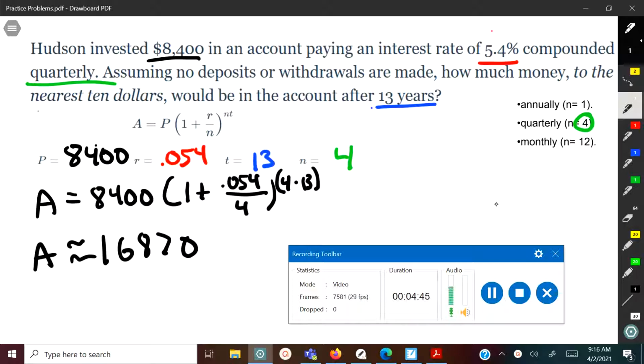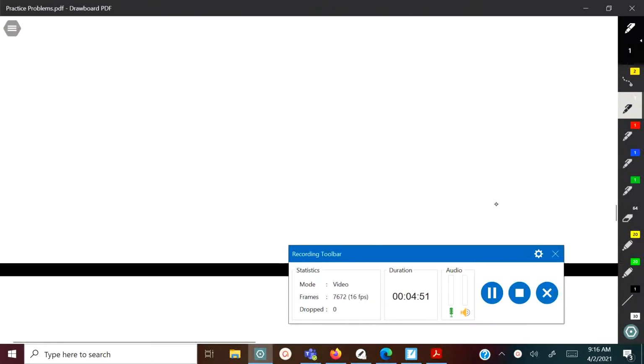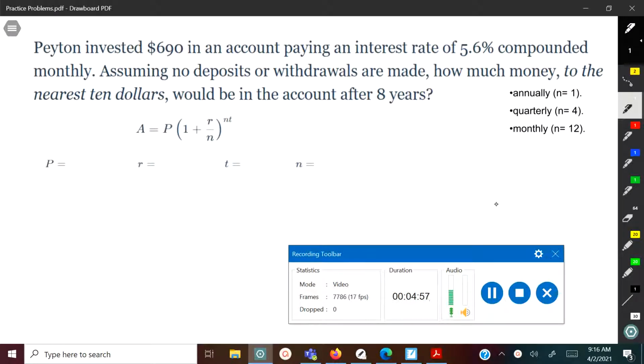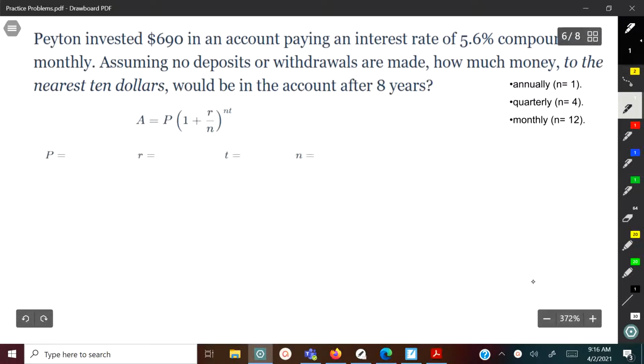All right, let's take a look at another example. Okay, so everything's exactly the same as quarterly, but instead of it being quarterly, it's monthly. Okay, and so instead of using 4, we're going to use 12. So, but everything is exactly the same. So let's take a look at this one. So we start off with the principal. Well, let me read it right quick. Payton invests $690 in an account paying an interest rate of 5.6% compounded monthly. Assuming no deposit or withdrawals are made, how much money to the nearest $10 will be in the account after 8 years? So I'm going to take this $690 here.